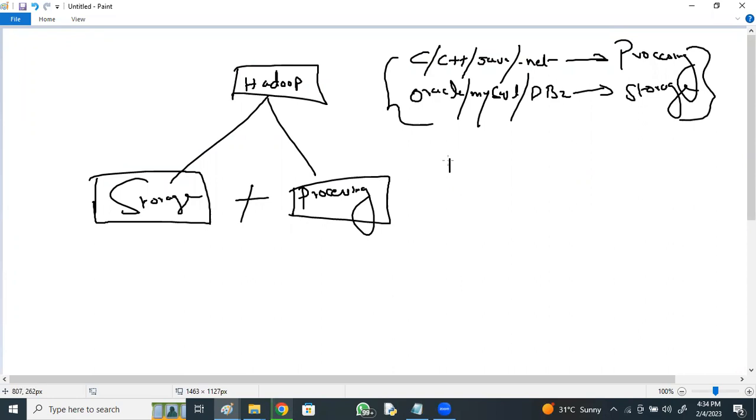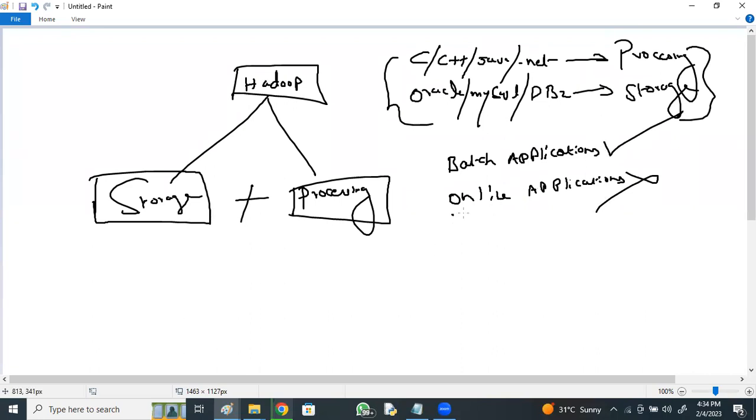Hadoop is for batch applications. Hadoop is not for online applications. It cannot perform online applications; it can perform batch applications. If you are performing a single transaction, Hadoop is not required. For a single record, 2 records, or 10 records, Hadoop is not required. For millions and trillions of records, for storage and processing, we go for this.